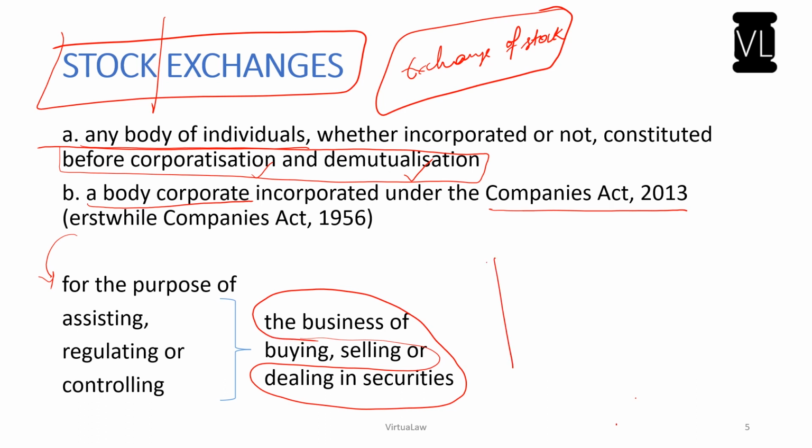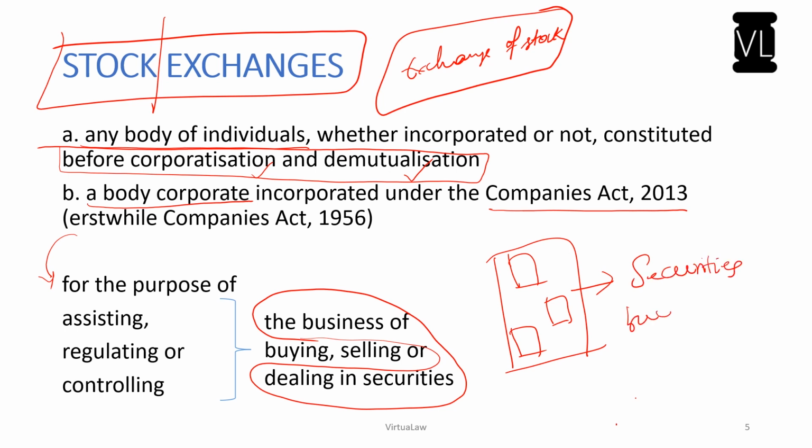So basically there is a stock exchange, and the very pretext of the stock exchange, the business of the stock exchange, is dealing in securities, and it can be either buying or selling or any other dealings in securities that come within the ambit of stock exchanges. So the very important learning from this definition of stock exchange is that there has to be a body of individuals or a body corporate, which should be only for the purpose of assisting or regulating or controlling the business of buying, selling or dealing in securities, right?